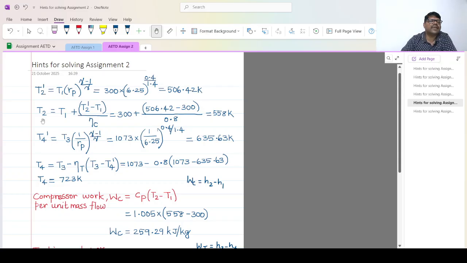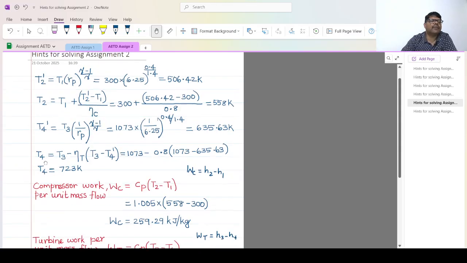And next I use the expression for T2. Here I substitute the values of T1, T2 dash and eta C. Then I get the value of T2 as 558 Kelvin. Then I move on to the calculation of T4 dash. This is an isentropic relation. Again, I substitute all the known values on the right hand side. Simplifying, I'll get T4 dash equal to 635.63 Kelvin.